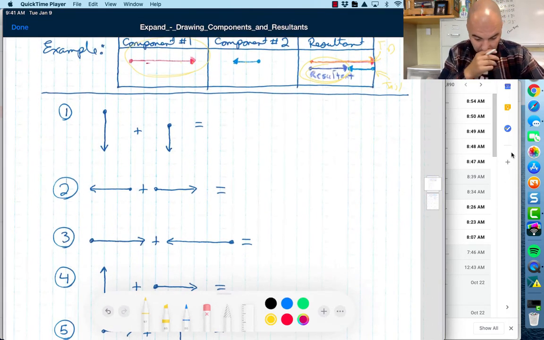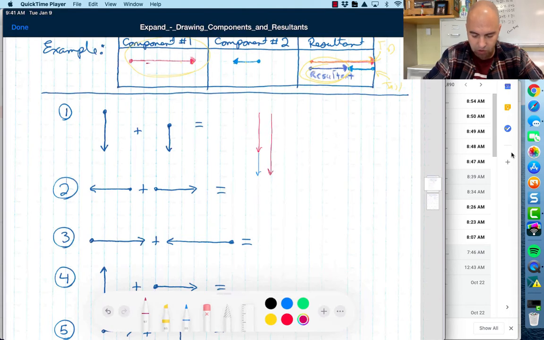So for this first one, I've got 1, 2, 3 down. And for the second one, I've got 2 more down. So that means that my resultant is going to be a combination of these two. So it is going to be what? 1, 2, 3, 4, 5. So 5 units down. See how that works?